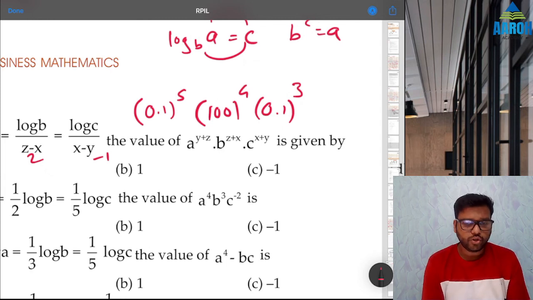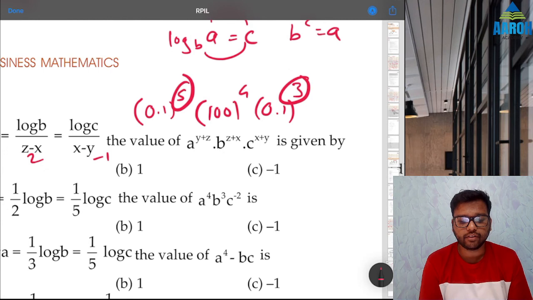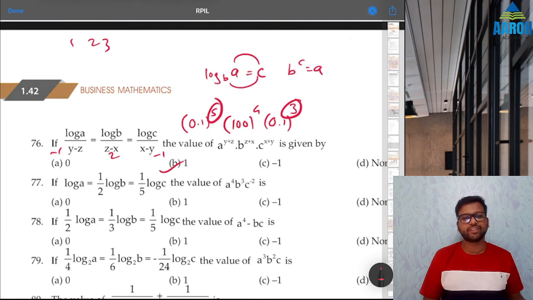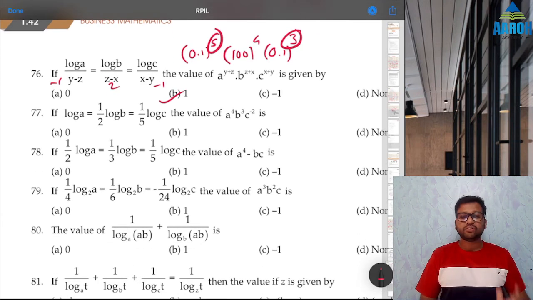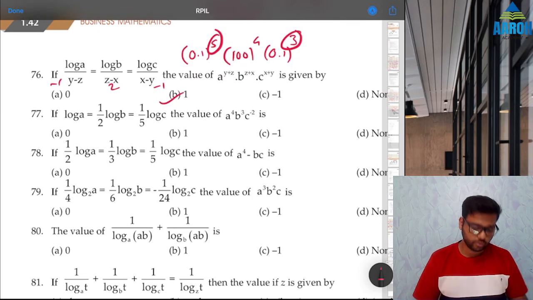Then into 0.1 into 0.1 into 0.1, 3 times. Then again 5 times into 0.1 into 0.1. 1. Again 1 is the correct answer, option B, for question number 76. Once you substitute numbers, everything becomes easy, and that is possible for MCQ questions. So you must do it always.